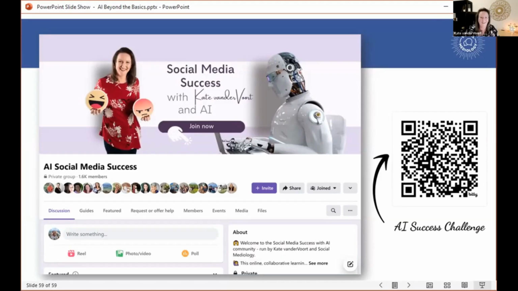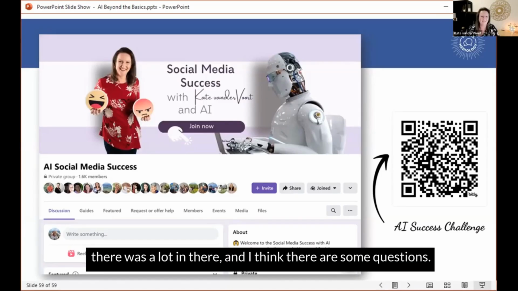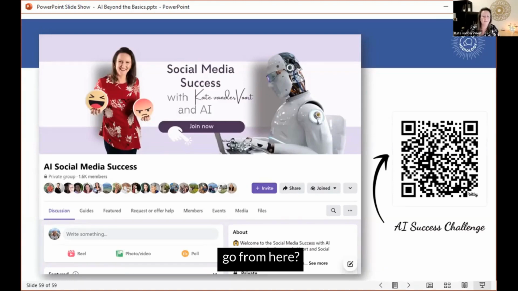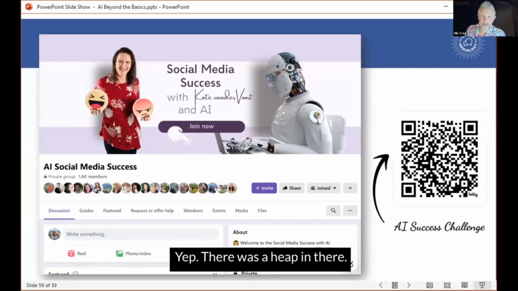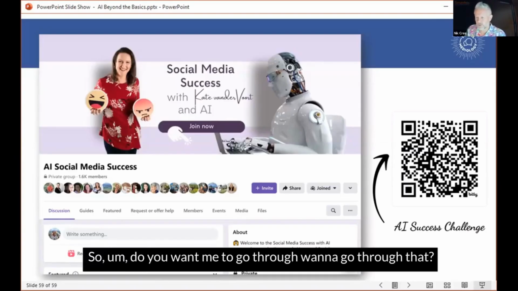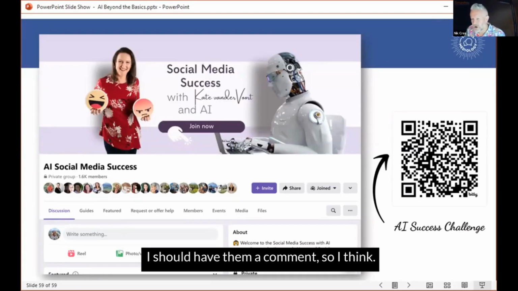So, Nick, there was a lot in there, and I think there are some questions. Do you want me to look at the questions, or how do you want to go from here? Absolutely. Yep, there was a heap in there. I've just got a page full of notes here, doing it old school at the moment. Yes, the questions in there. So do you want me to go through it, or do you want to go through that? Actually, a lot of them are comments, I think.